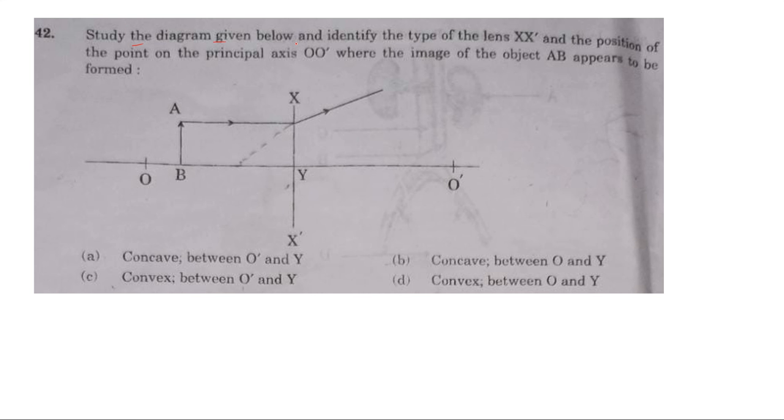Study the diagram given below and identify the type of the lens XX' and the position of the point on the principal axis O' where the image of the object AB appears to be formed. Option B, concave, between O and Y where the image forms, is the correct answer.